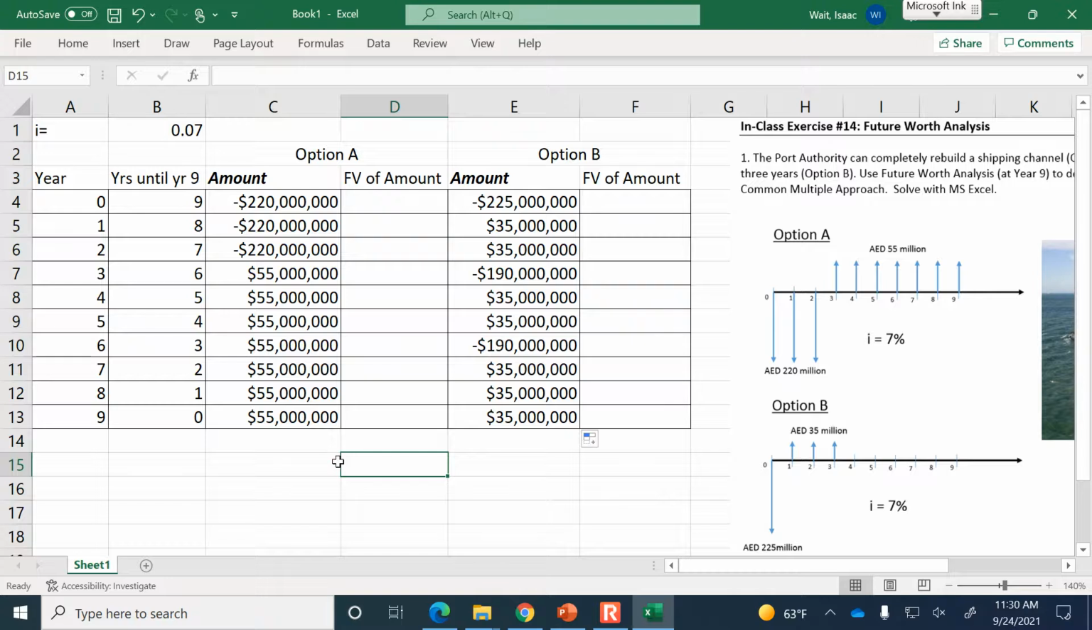Up on the whiteboard, I've drawn the repeated cash flow diagram for option B. And I want to draw your attention to a couple of common mistakes that people make. So I don't want you to make those mistakes.